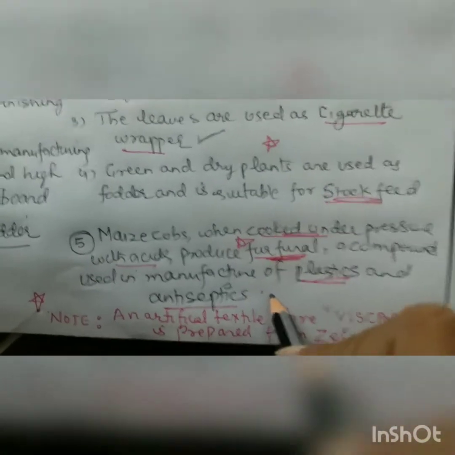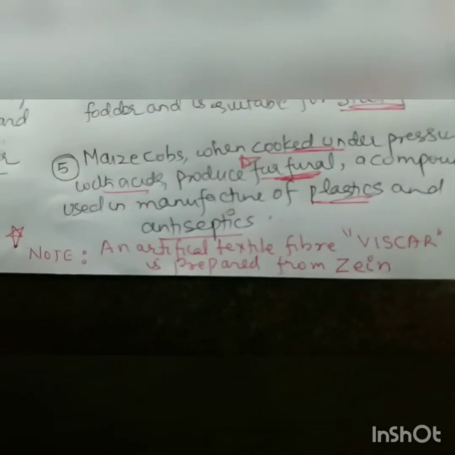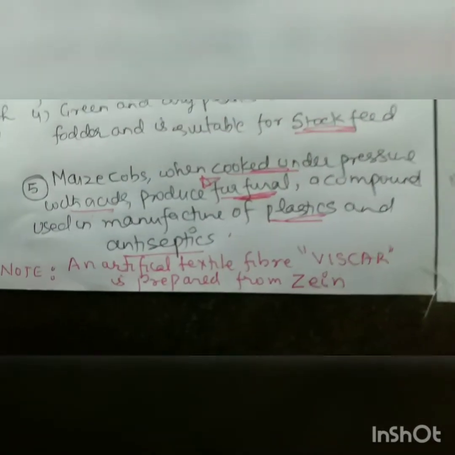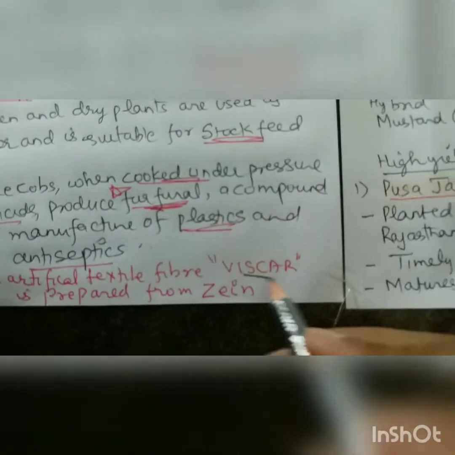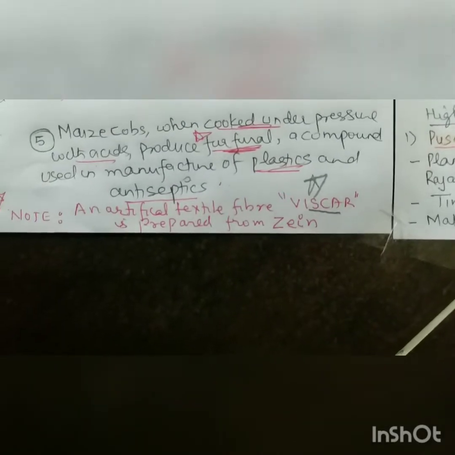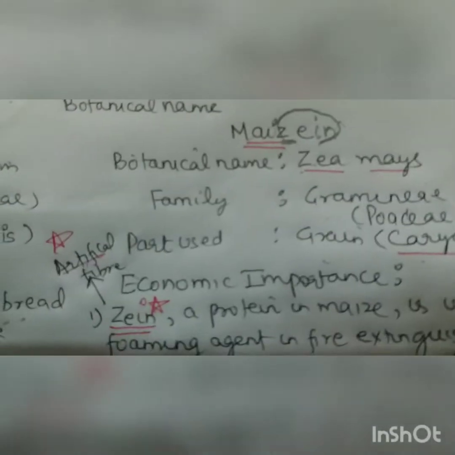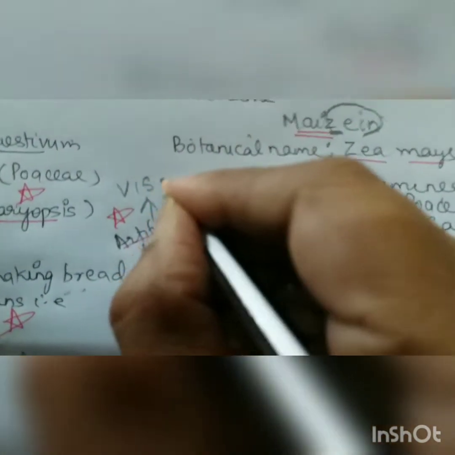Here I will give the economic importance of only those which are basically used in MCQs. Last is the note: the artificial fiber I told you about above is called viscard. Artificial fiber viscard is prepared from zein, which I told you about.